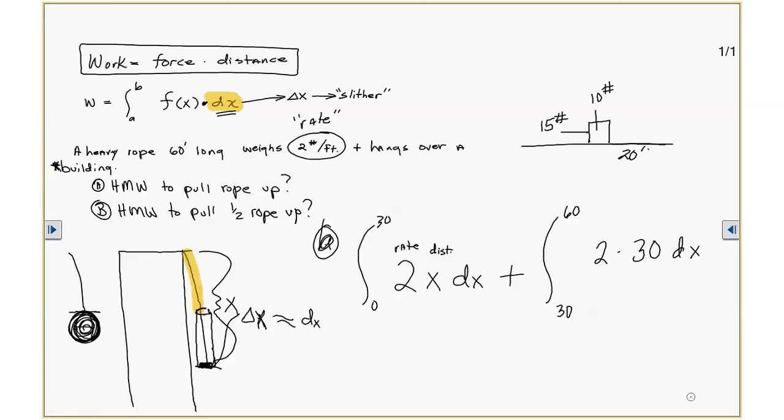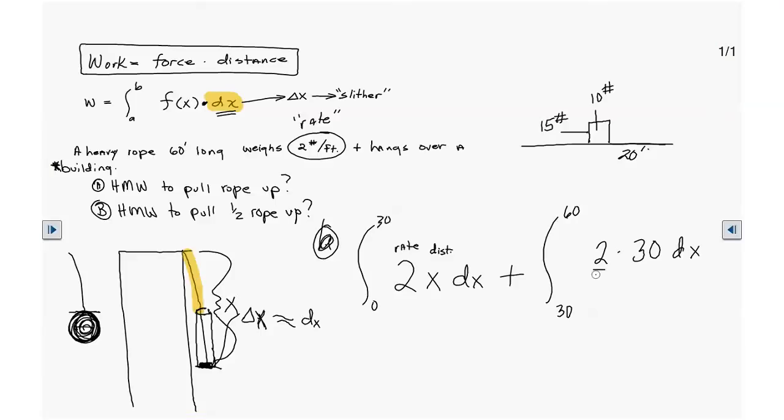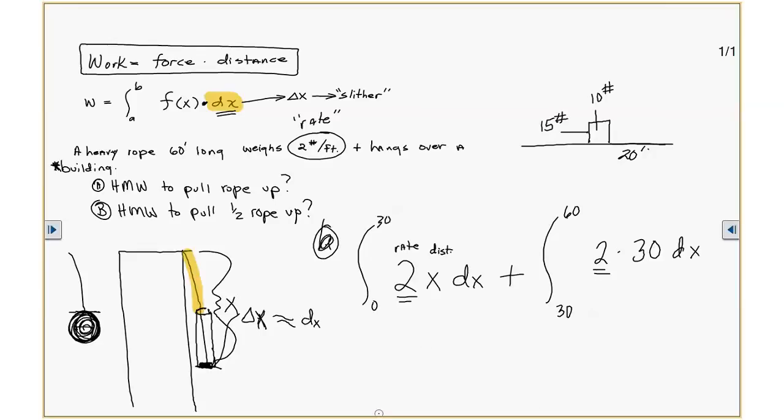Now a lot of you are saying, well, wait a minute. No. What does the rope weigh? 2 pounds a foot. And how much of the rope are you going to be pulling up? 30 foot. There's 30 foot of weight there, period. So all you're doing is multiplying the 30 foot times 2 pounds per foot.